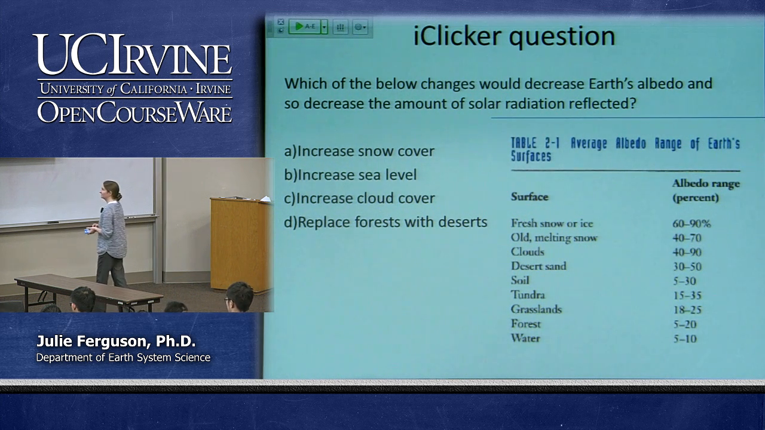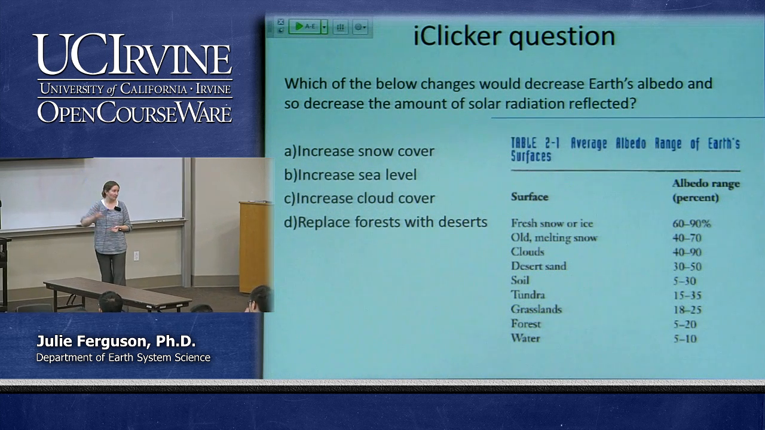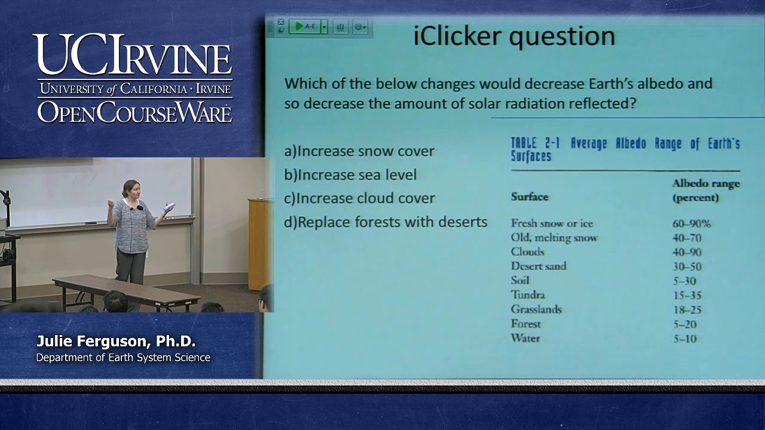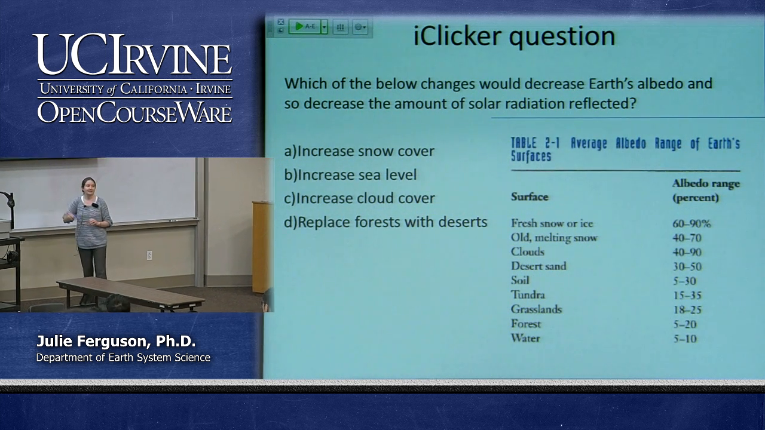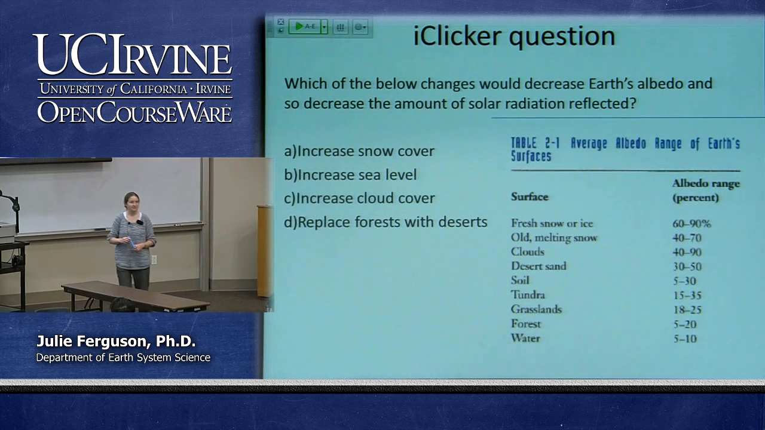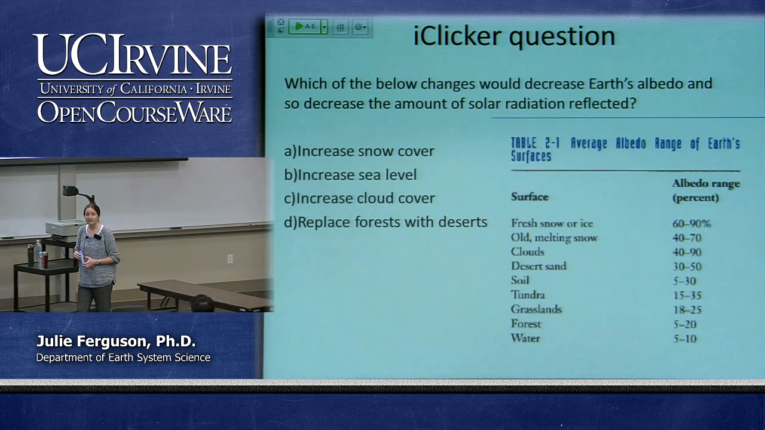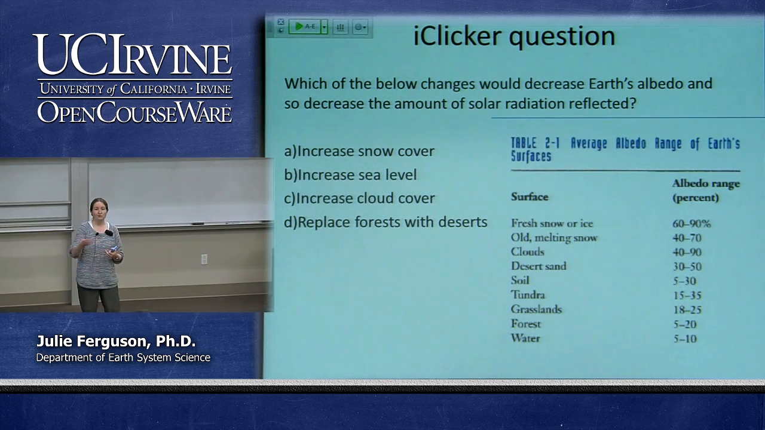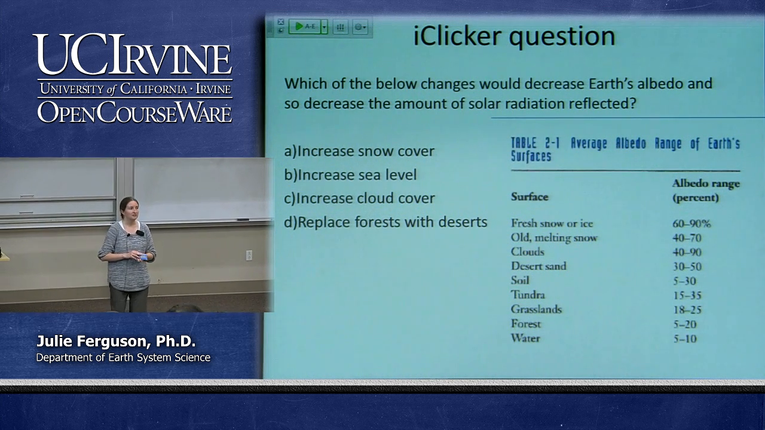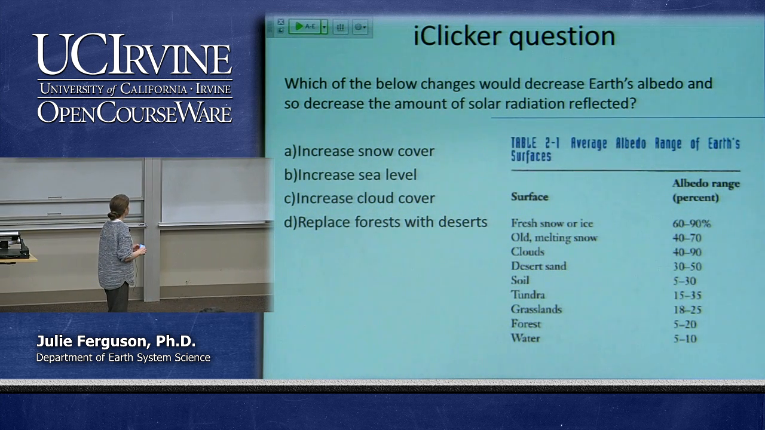If we look at, say, forests, they are actually pretty good at absorbing a lot of energy, and that makes sense because they're designed to. They want to take in that energy because they use it for photosynthesis. Whereas deserts actually reflect back a lot of that incoming energy. And so if we replace our nice absorbing forests with more reflective deserts, we're also going to be increasing our albedo. Whereas water, the ocean, is really good at absorbing energy. Very, very good. It has sort of the lowest albedo, really. And so if we're increasing sea level, we're flooding areas of continent, perhaps. And really, whatever we're flooding is going to be more reflective than that ocean.